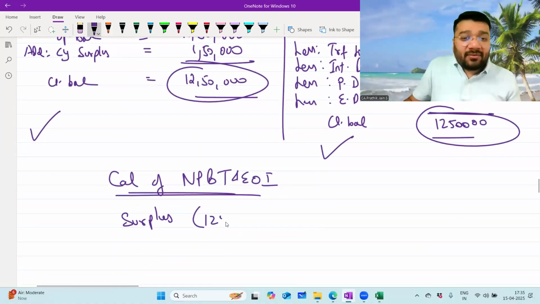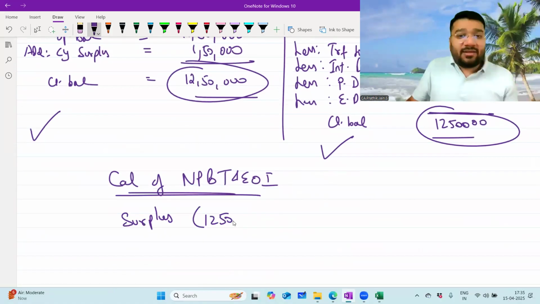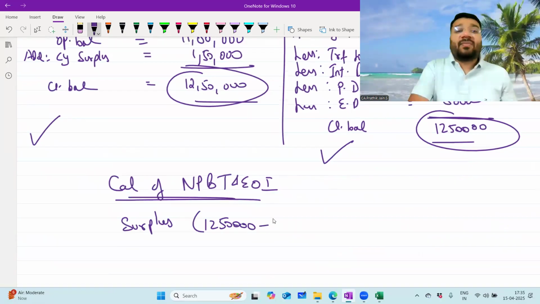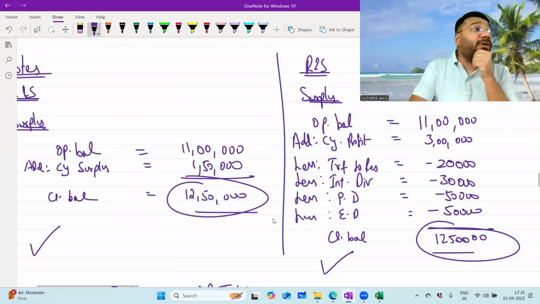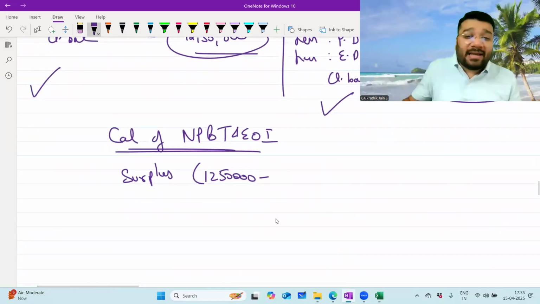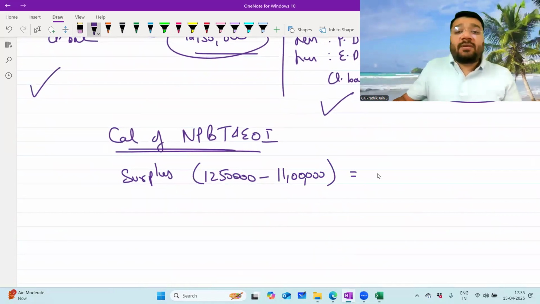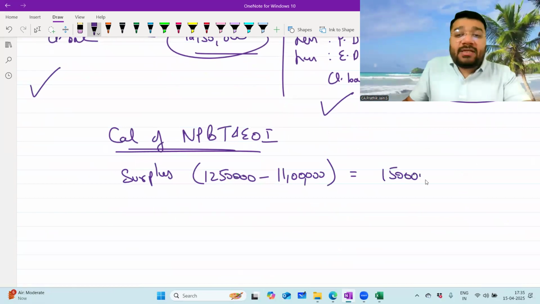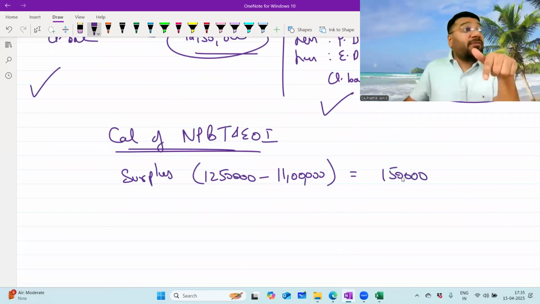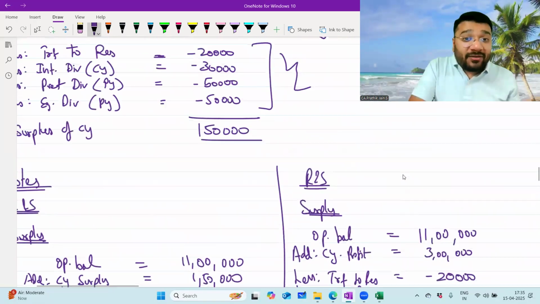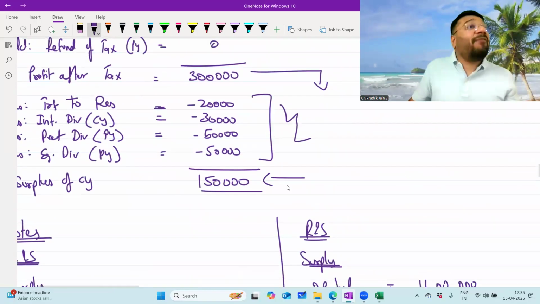Now, opening balance in both cases, same or different? Both cases same, sir. 11 lakh, 11 lakh. What is the difference? 1,50,000 is the net surplus after appropriation. This 150 you are getting exactly after appropriation.